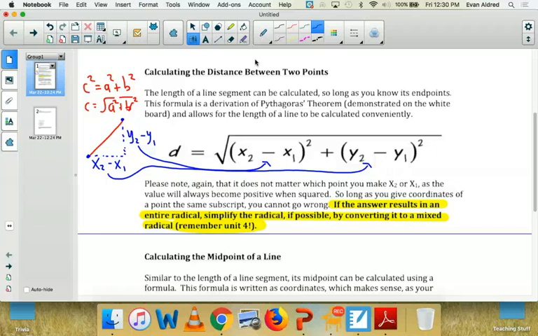But it won't always spit out a nice perfect square. Sometimes it's going to spit out something that is not a perfect square. In that case, you're given an entire radical that you will have to simplify by making a mixed radical. And if you're unsure of how to do that, we're going to do some examples on the next slide, or on the next page. And you can also revisit your notes from Unit 4 to recall how to take an entire radical and make it a mixed radical. But again, we'll be doing a couple examples of that in a minute or two.